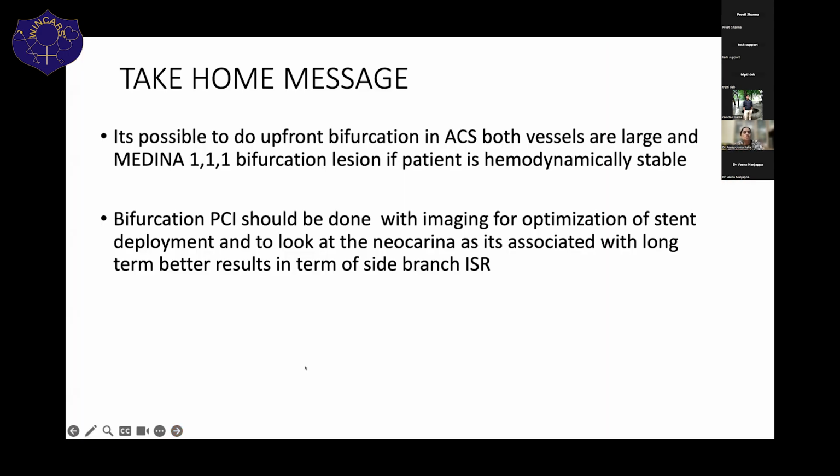So the take-home message is that it is possible to do an upfront bifurcation strategy in ACS when both vessels are large and it is Medina 111, when we don't have many options. And if the patient is hemodynamically stable, bifurcation PCI should be done with imaging for optimization of stent deployment and to look at the neocarina, as it's associated with better long-term results in terms of reduction in side branch ISR. We have already heard Dr. Ankush talking about side branch ISR and the poorer outcomes if you don't do proper post-dilatation during the index procedure. Thank you.